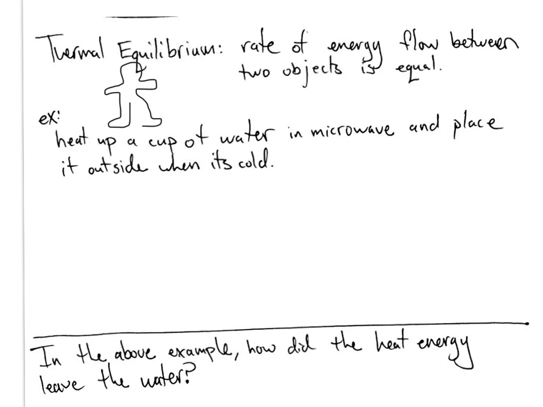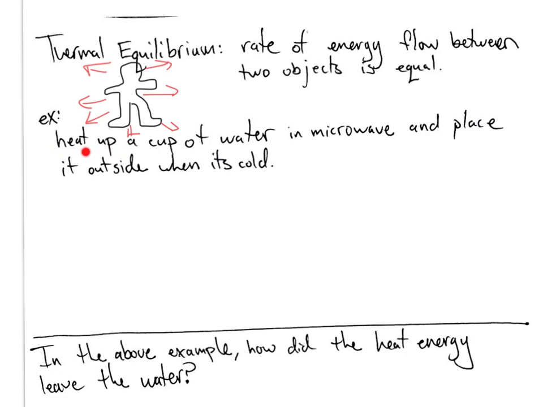So if right now you were to go stand outside and it's 20 degrees outside, heat would flow out of your body into the atmosphere or your surroundings because you are at a higher temperature. The heat energy will always flow from the higher to the lower temperature object.